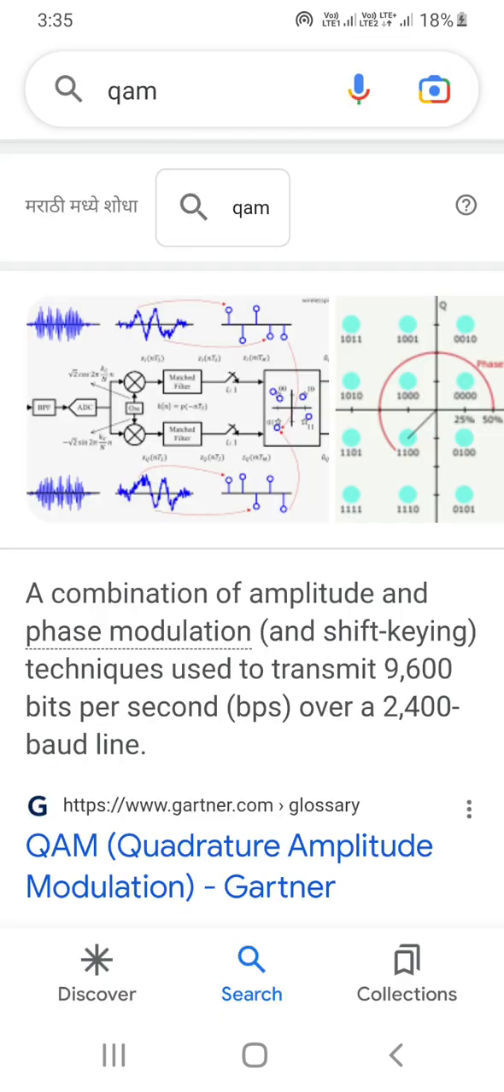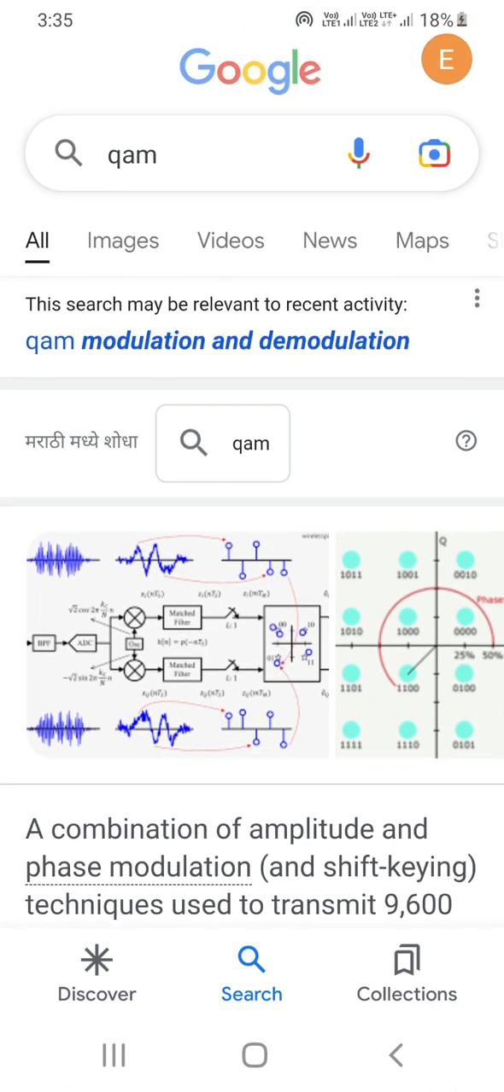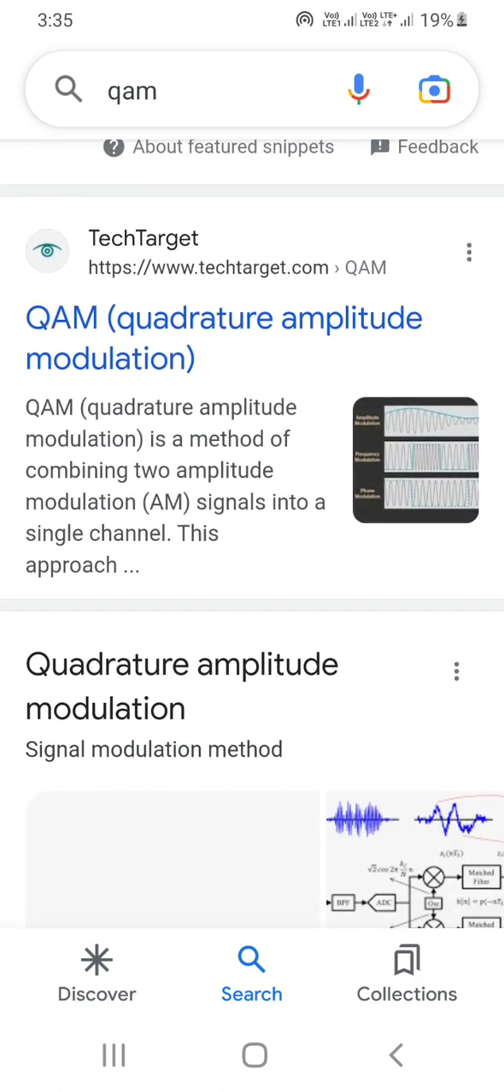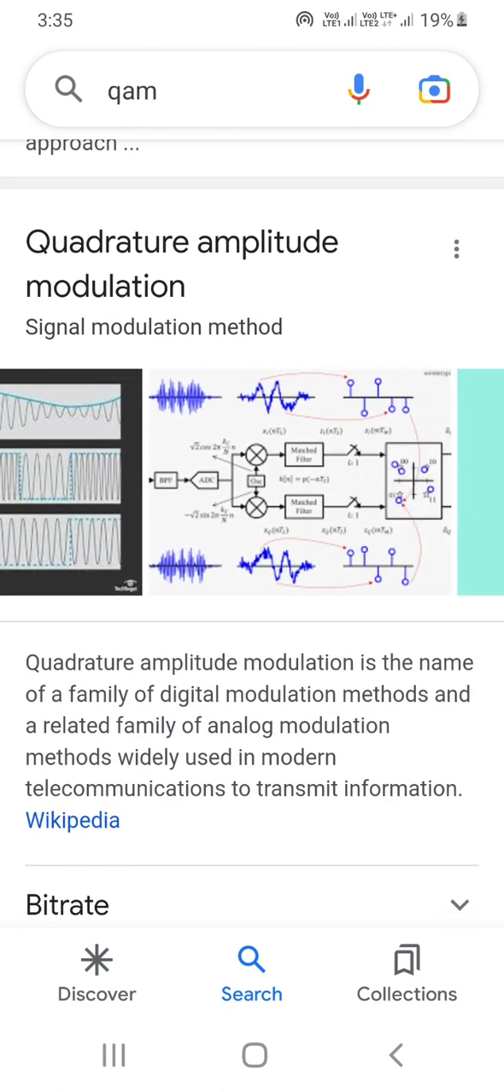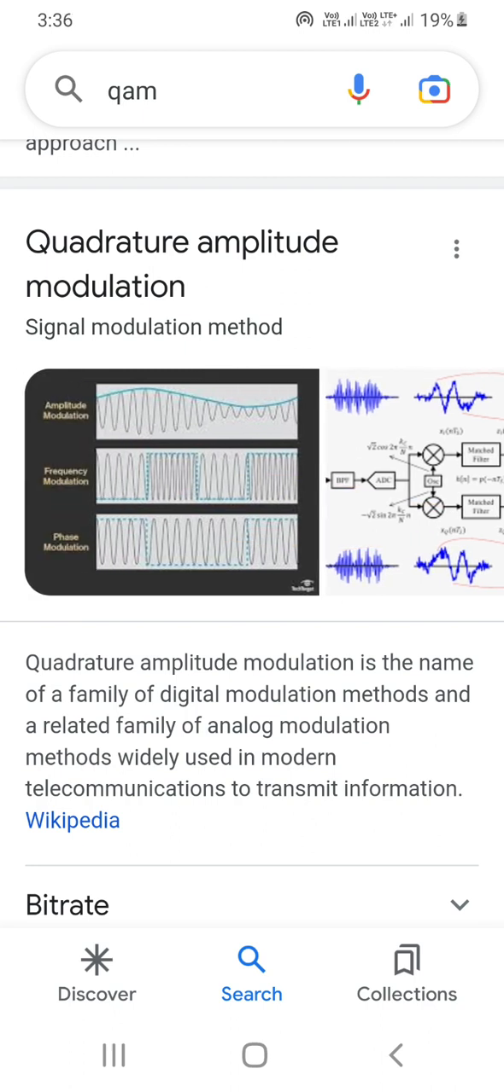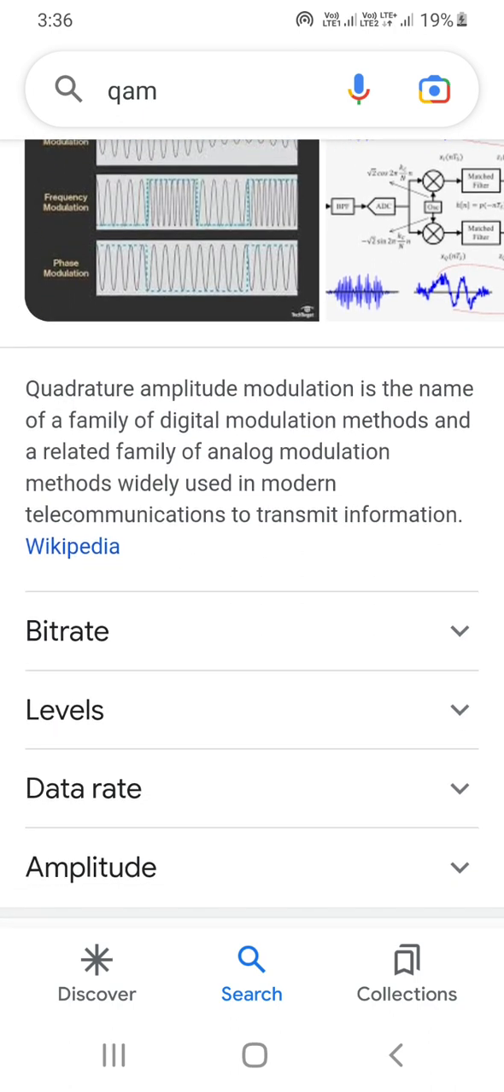So what is QAM? QAM is a combination of amplitude and phase modulation, a shift keying technique used to transmit 9600 bits per second over a 2400 baud line. Quadrature amplitude modulation is the name of a family of digital modulation methods. It is related to a family of analog modulation methods and is widely used in modern telecommunication information.